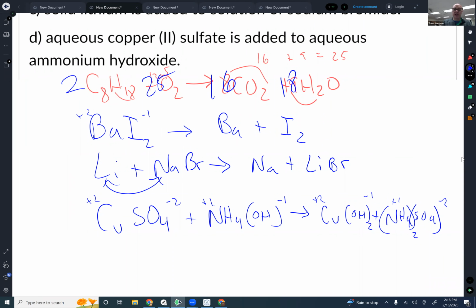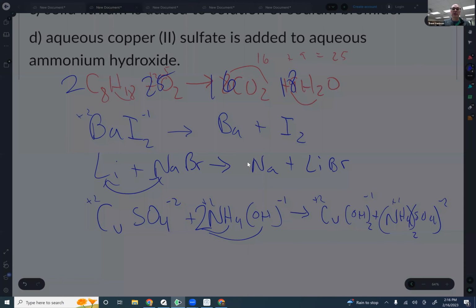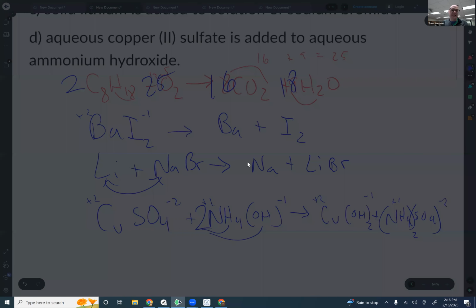The compounds are balanced. However, the reaction is not. So I've got to put 2 in front of the ammoniums, and that takes care of also the hydroxides, giving it both balanced. All right, that is question number 11. Hardest one on the test, probably.